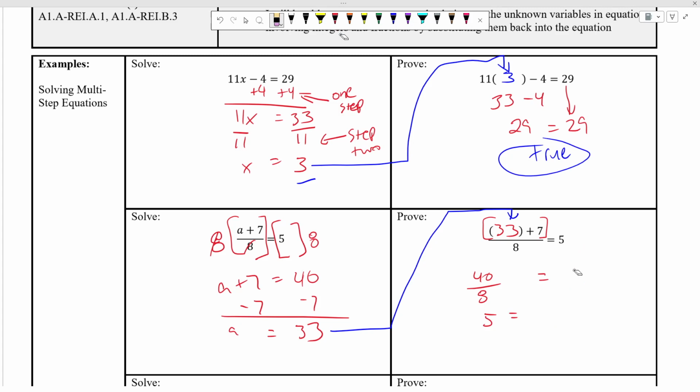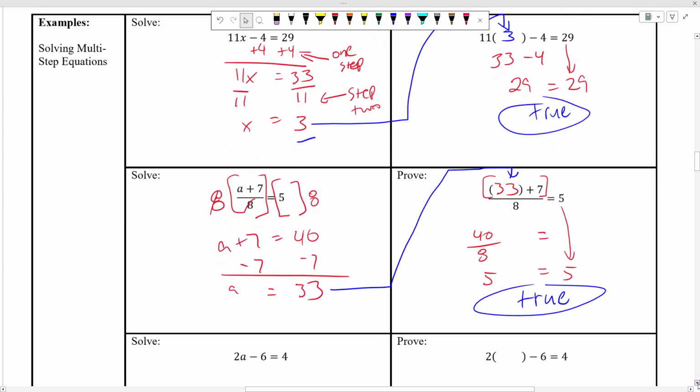Now I'm going to direct my eyeballs over to this other side. There was one single number here. There's nothing to do with it, so I'm just going to bring it all the way down to the very end. Oh, look at that, guys. 5 does, in fact, equal 5. Therefore, this is a statement of truth. Therefore, when A was 33, that was correct because it resulted in a true statement. Perfect. Let's look at the next one, guys.